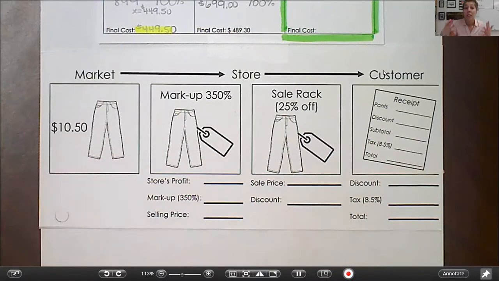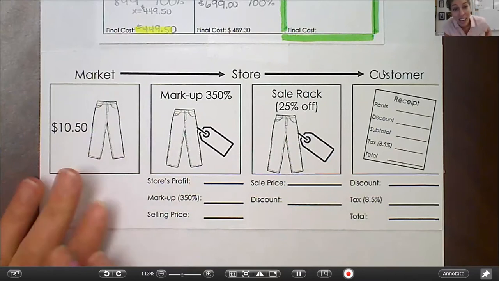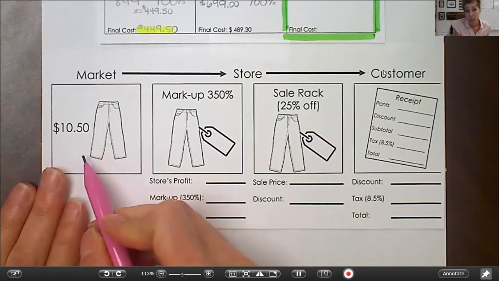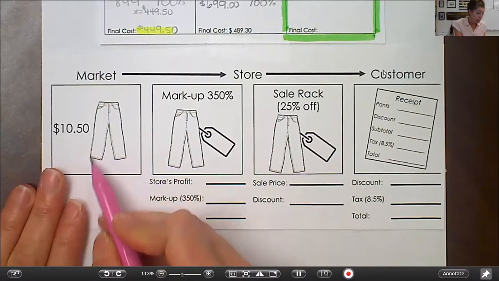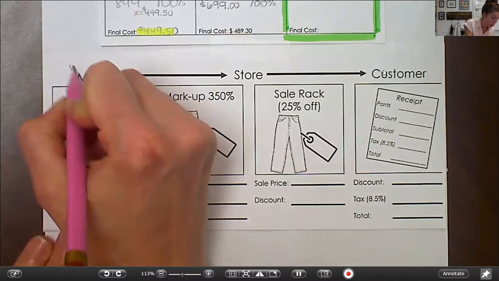So when the life starts, when a pair of pants is born and made, probably in China or wherever, I feel like everything has that little made in China sign, but wherever those pants are born, they make their way from that wholesale market. I'm going to put the word wholesale.